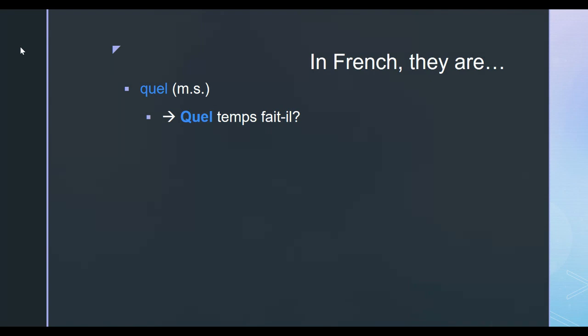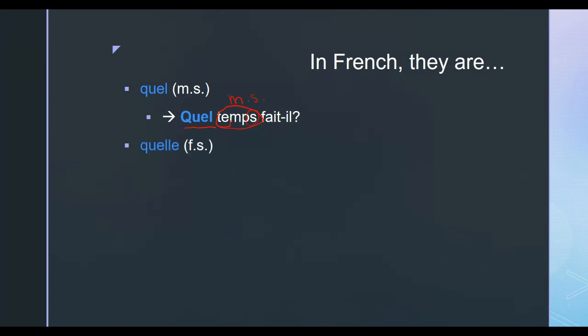And we are using quel, Q-U-E-L, because it's this word that is masculine singular. Yes, it has an S on the end of it, but this word just always has an S. Okay, don't think that because it has an S that it's plural. Nope, it just has an S. All right, so quel temps fait-il? Really, we're saying which weather is it? Which weather condition is it today?